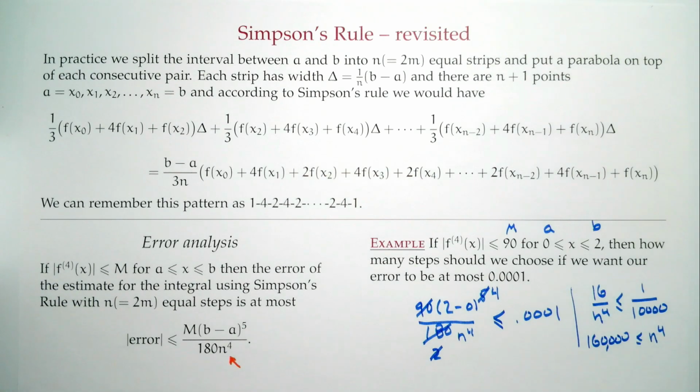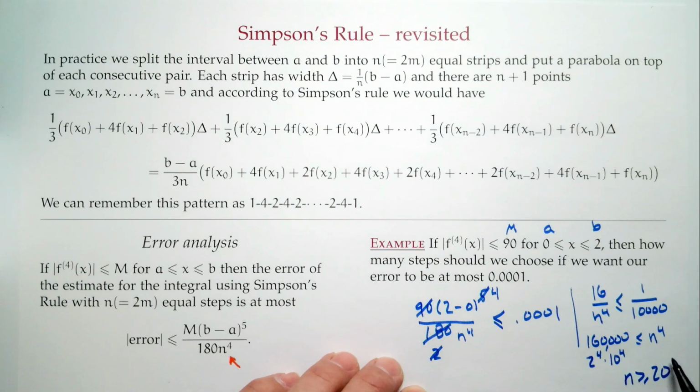Now you're probably thinking, oh, that looks terrible. But where did 16 come from? 16 is 2 to the fourth. And how about 10,000? Well, that's like 10 to the fourth. That's 4 copies of 10. So when you take the fourth root of 2 to the fourth times 10 to the fourth, what do you end up with? 20. You end up with 20. So n has to be at least as large as 20.